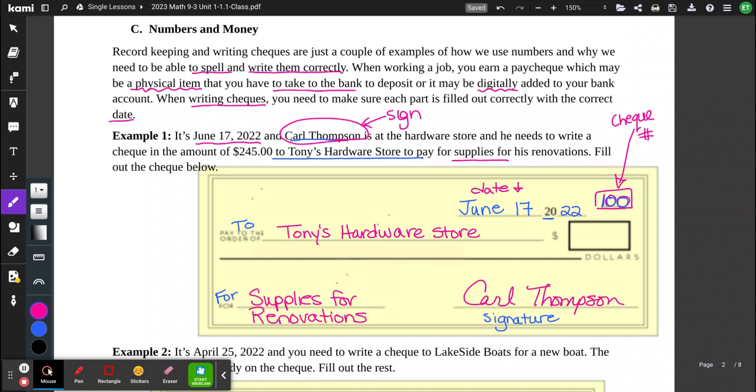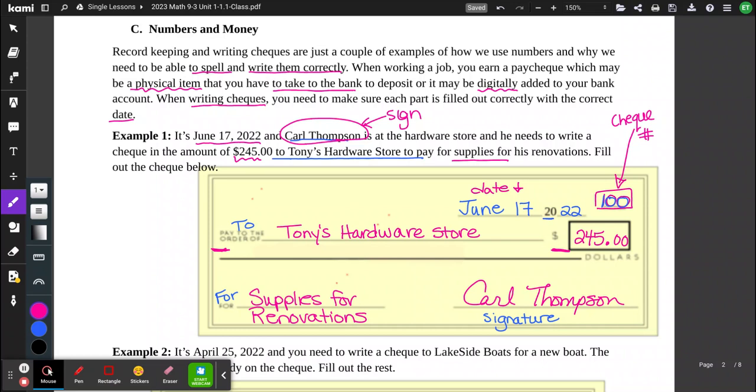Now we're going to write the digits. So what are the digits for our check that we have to write? It says $245. So we would write 245 and 0.00. Now we start with a line so that nobody can write numbers in front of it and add numbers to it to make a larger amount of a check and steal money from us. So we have to put a line there. And we do the same thing at the very end. We put a line so they can't add numbers to the end as well.